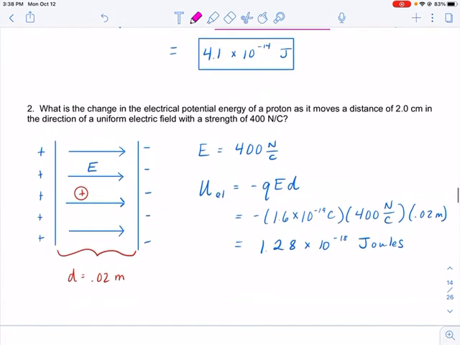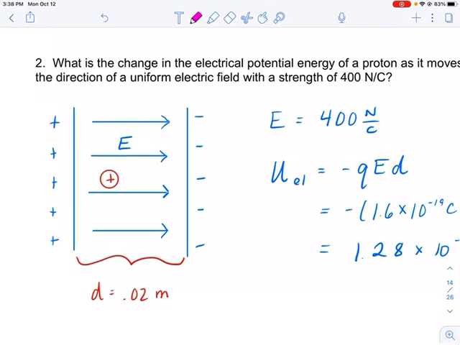Let's try one more example. What is the change in the electric potential energy of a proton as it moves a distance of 2 centimeters in the direction of a uniform electric field with a strength of 400 newtons per coulomb? When I solve a problem like this, I like to draw it. So I draw a uniform electric field. And I know that a uniform electric field is created by 2 charged plates. So I've got a positively charged plate and a negatively charged plate. And then the proton is moving in the direction of the electric field.